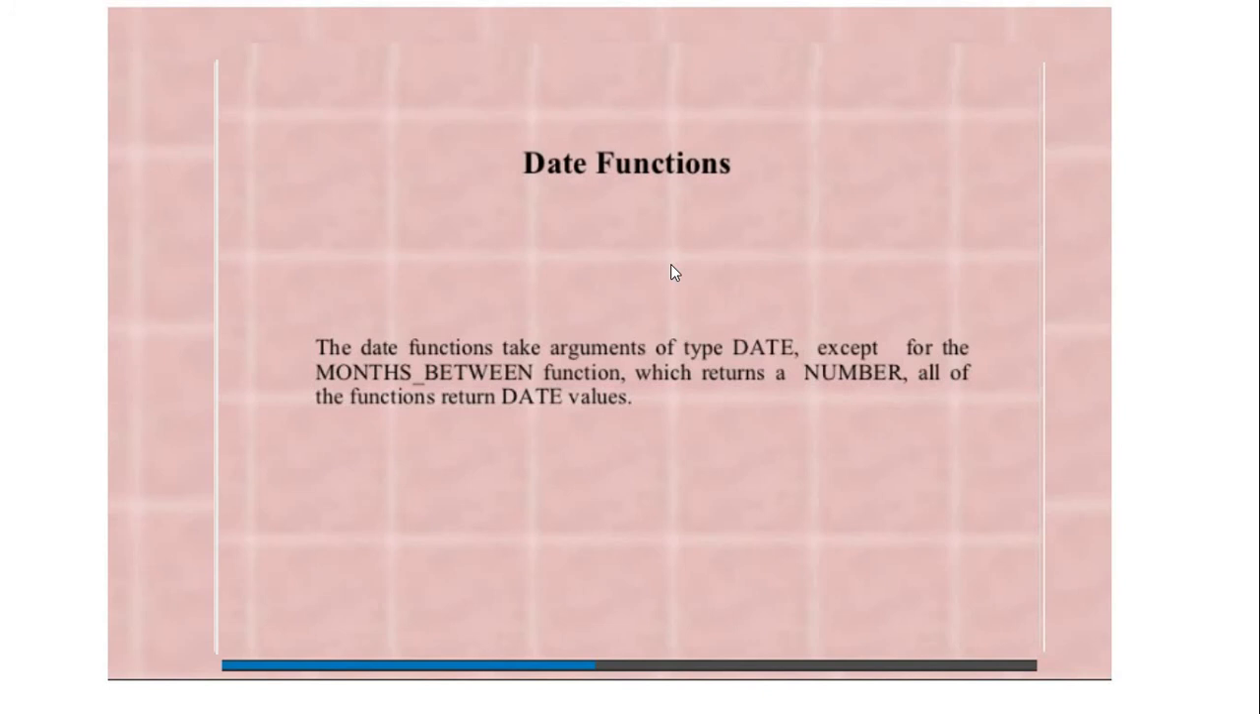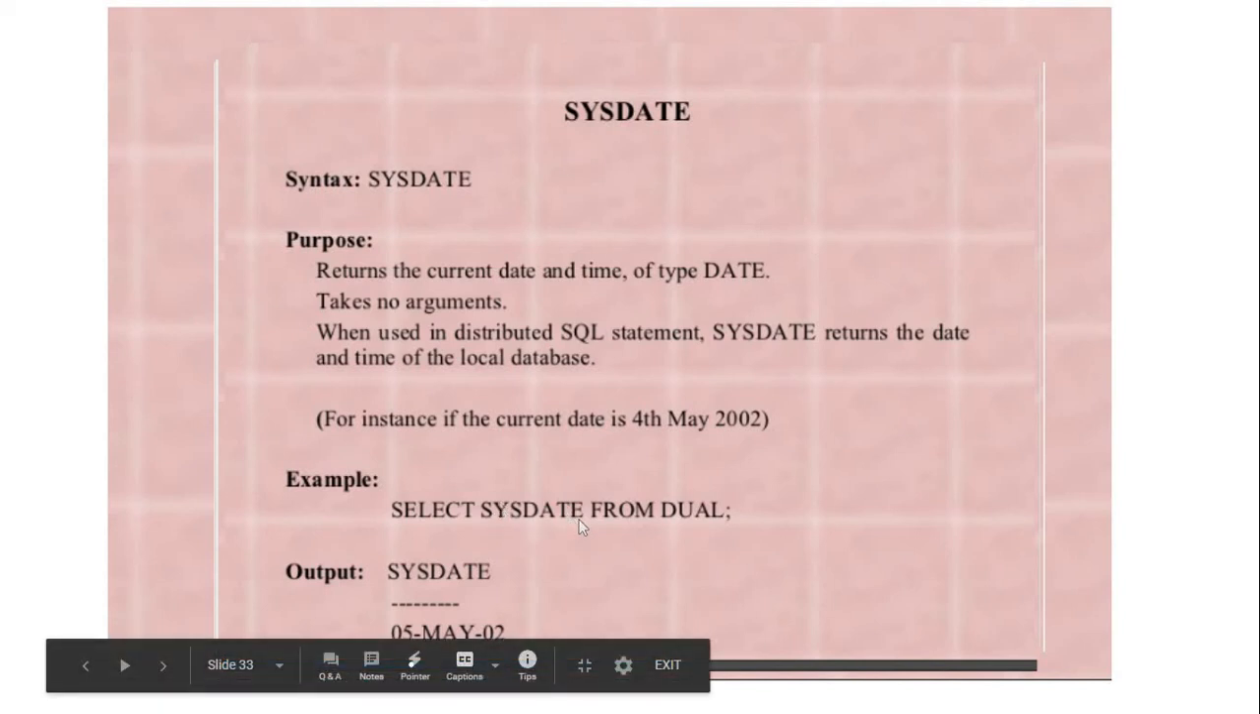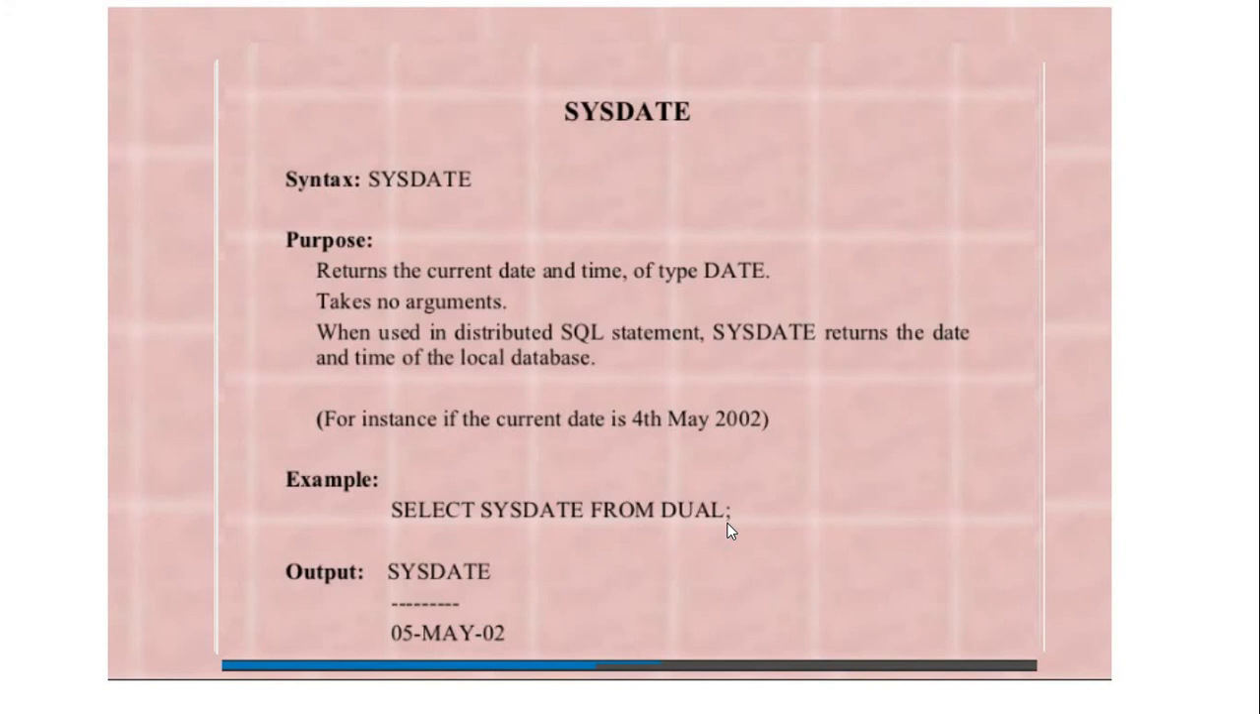Then the next category of functions is the functions that are related to the date data types in SQL. Yes, date is one data type in SQL that basically is used to store date and time in the database. The functions in this category take arguments of type date, and most of them return date values. Months between is one exception that returns a number. Let us begin with the first one, that is system date or sysdate, that returns the current date of the system, and you can find it by using this command, that is select sysdate from dual.